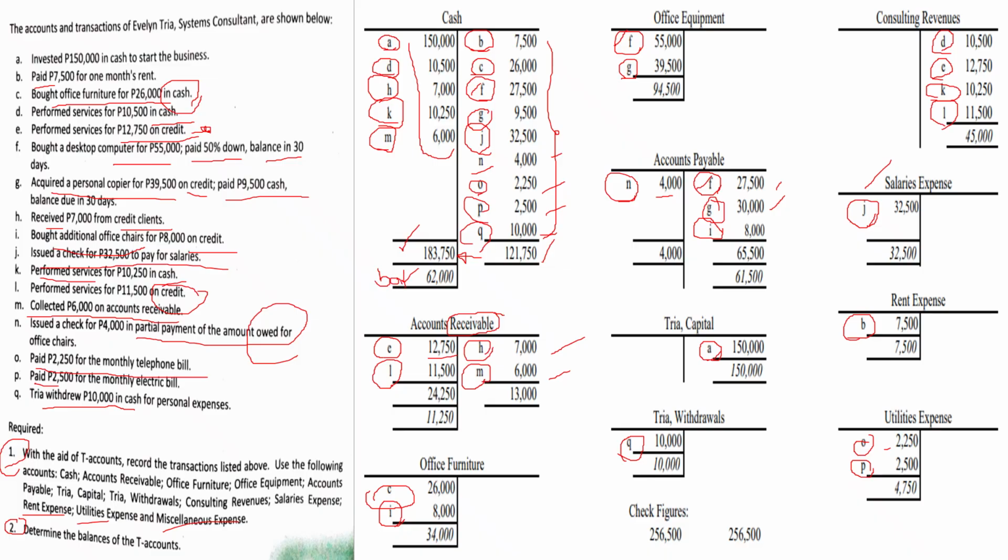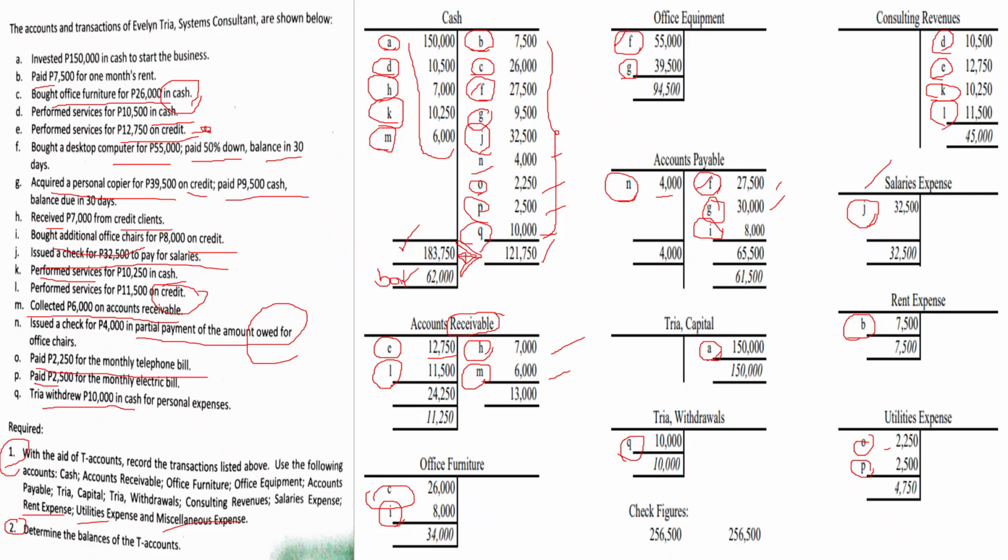Again, because the debit side is greater than our credit side. Now, 183 is greater than 121. So, we place the cash on the debit side. And this is also its normal side.